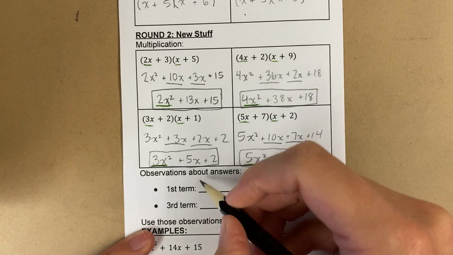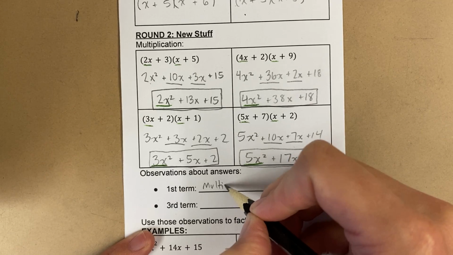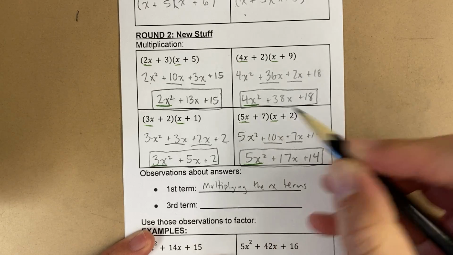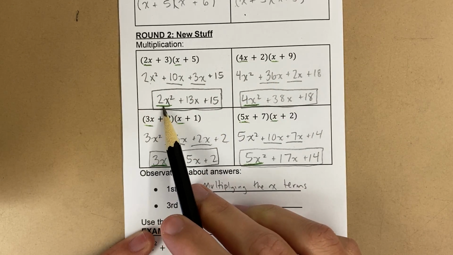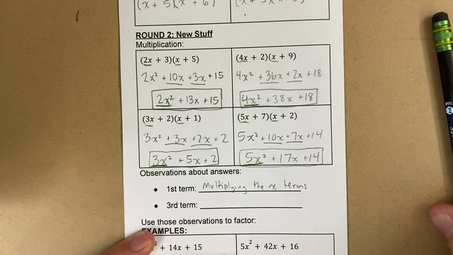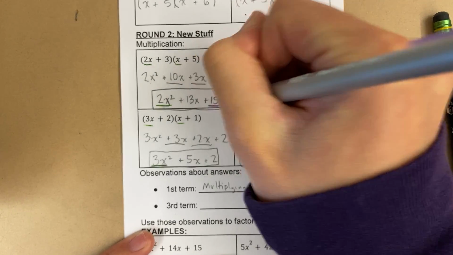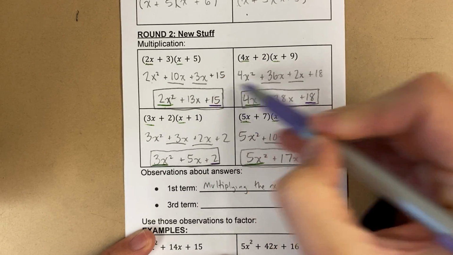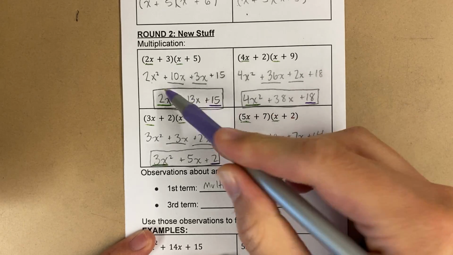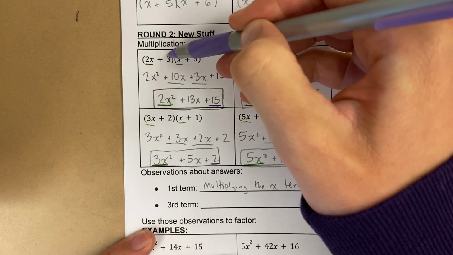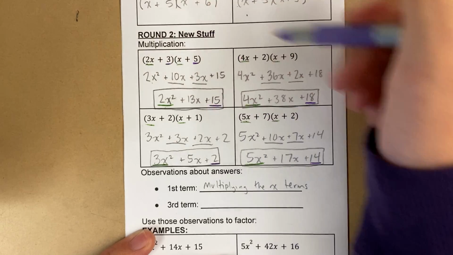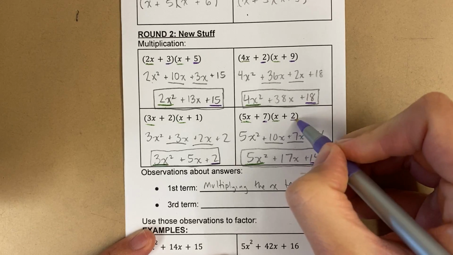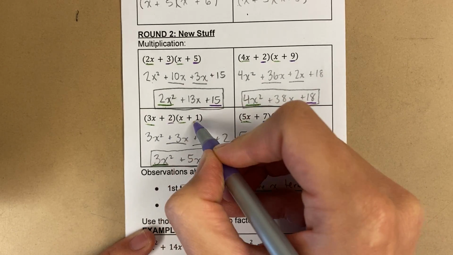So this first term comes from multiplying the x terms. It comes from multiplying these two terms. So that's where that first term comes from. Now, the third term, where does that come from? Well, let's look. The 15 came from right here. It's coming from above. There's no combining like terms happening. Where did this 15 come from? Oh, it came from 3 times 5. Where did this 18 come from? It came from 2 times 9. This 14 came from 7 times 2. And this 2 came from 2 times 1.